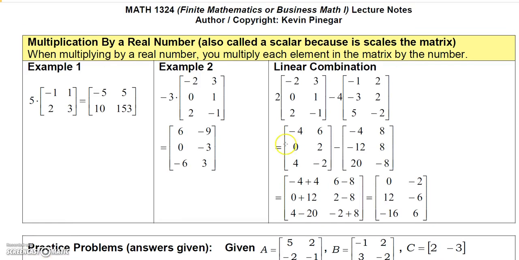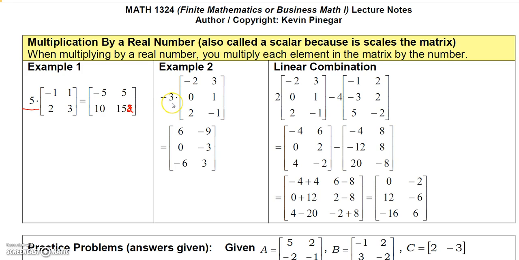size. Now, you can also multiply a matrix by a real number, and this is sometimes called a scalar because it scales the matrix. So, for instance, if you were asked to multiply a matrix by the number 5, you would simply multiply 5 times each entry in the matrix. So 5 times this matrix, you would just say 5 times negative 1 is negative 5, 5 times 1 is 5, 5 times 2 is 10, 5 times 3 is 15.